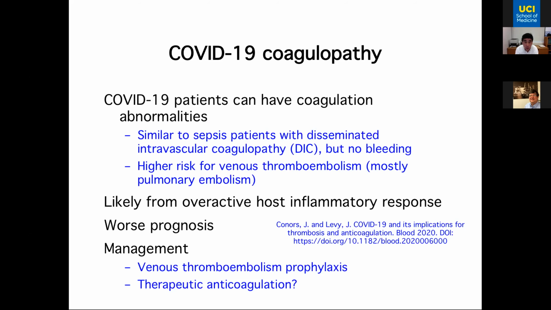These patients don't present with a lot of bleeding, but they're at high risk for thromboembolism, formation of clots in veins, and this mainly shows up as pulmonary embolism, so clots to the lungs, which can be fatal. It's thought to be due to a host inflammatory response. These patients have worse prognosis. There's some questions about how to treat this. The patients get prophylaxis with low molecular weight heparin to prevent these clots. Some people are advocating full therapeutic anticoagulation, but this is not standard practice yet. But this is something seen in a number of COVID-19 patients and related to worse outcome.